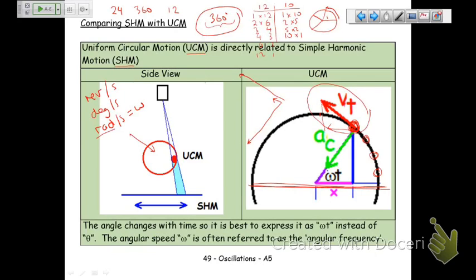If I want to know how big an angle I go through in a given time, I multiply this radians per second times seconds, which gives me radians. So, omega t. If I take the radians per second and multiply it by the number of seconds, I get the number of radians, which is how big an angle I get. So that's a little bit of a switch on us. It's not theta, it's omega t, but we get used to it. The angle changes with time, so it's best to express it as omega t instead of theta. Angular speed, omega, is often referred to as angular frequency in this section.